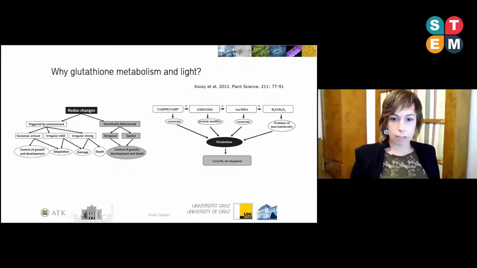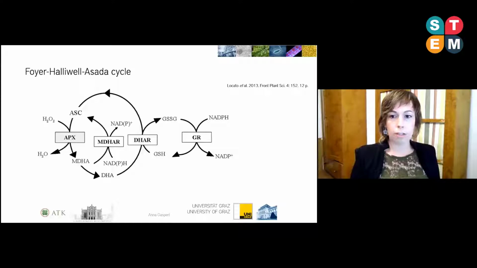Just to give you a short introduction into how this works out in plants, I have chosen the very well-known system in plant science, the Asada, Halliwell, and Foyer cycle of ascorbate and glutathione detoxification of hydrogen peroxide. I hope you can see the pointer. I will just quickly go through that cycle.